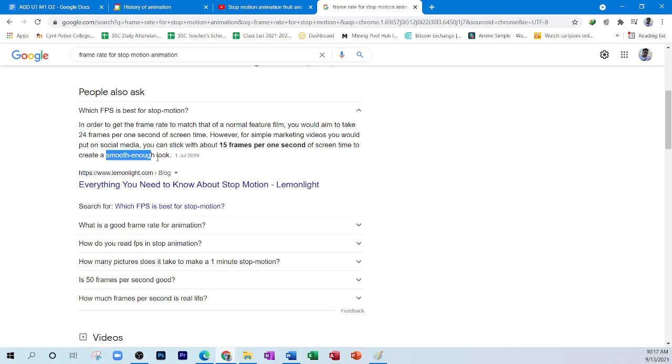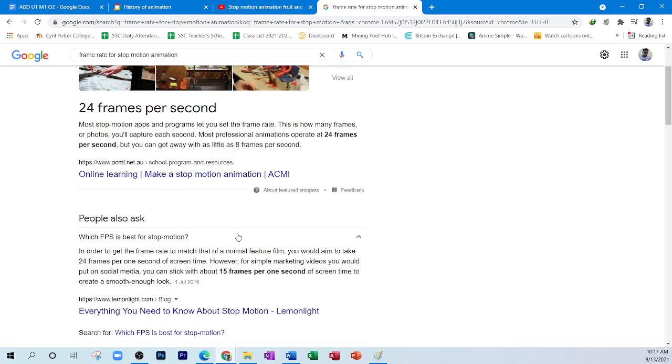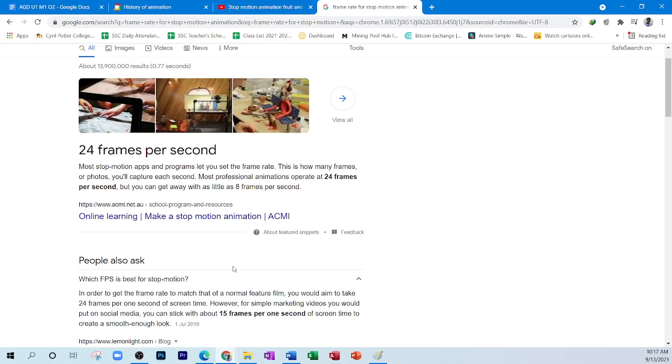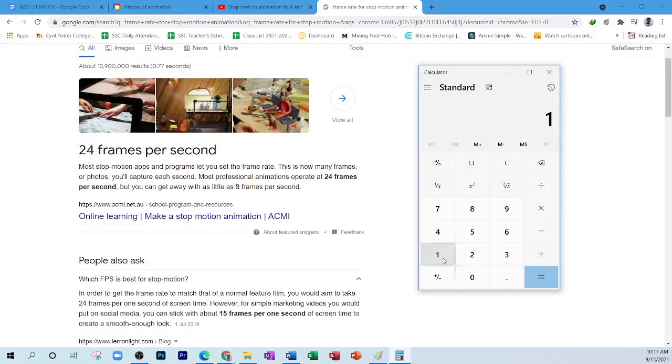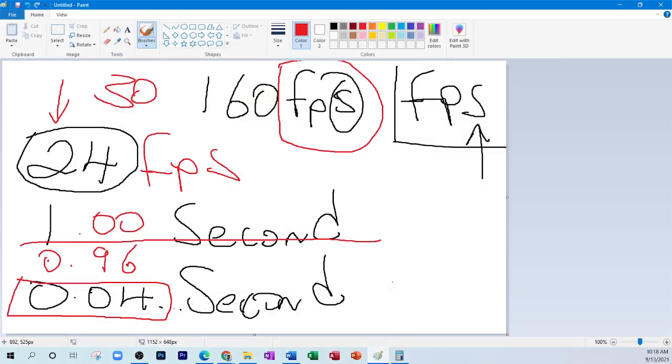Well, that's if you want it to be smooth enough. But if you want it to be a little more cutty in between, then you can go even lower. And if you were to do the actual calculation, where's my calculator? So say 1 second, we use 15, so 1 divided by 15. Our image has to appear for 0.06. I remember we're looking at 0.04.